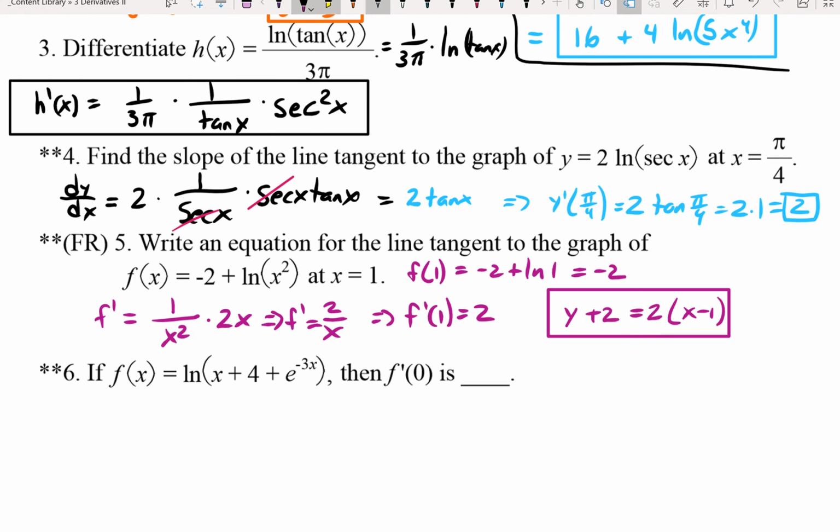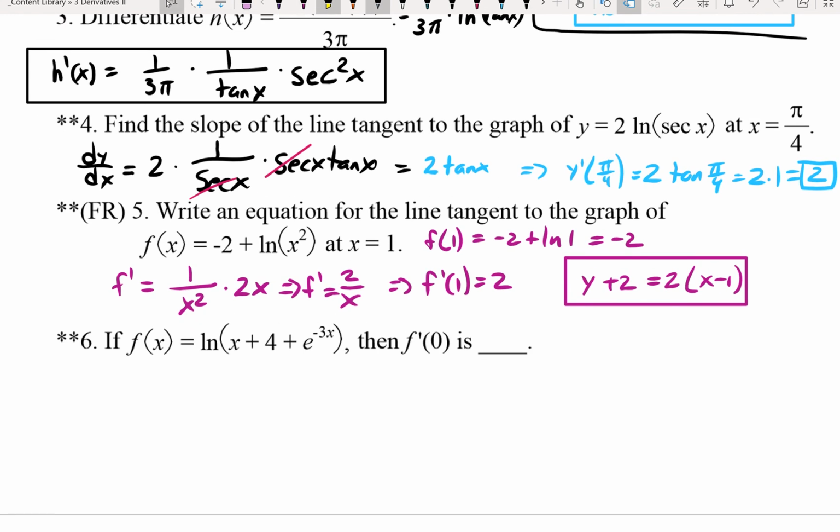And then finally, number 6, we've got a function. We want to find f prime of 0. So this is ln of a bunch of stuff. So when I take the derivative, the outermost function is the log. So the derivative of that, as we know, is 1 over the inside. So that's x plus 4 plus e to the negative 3x.